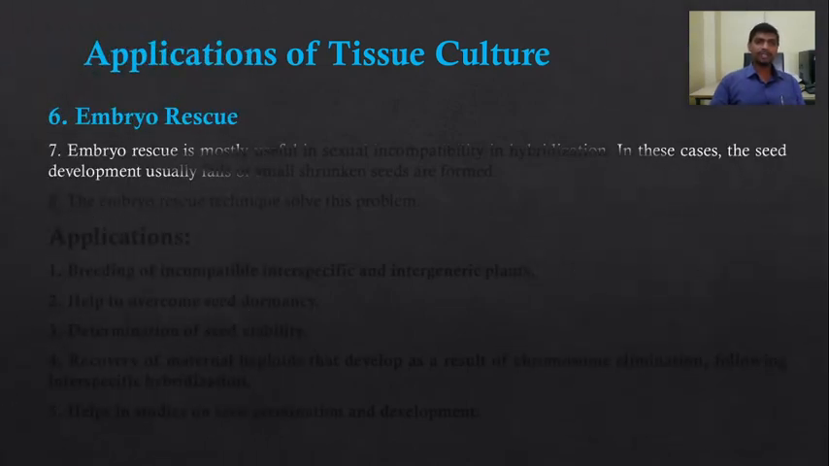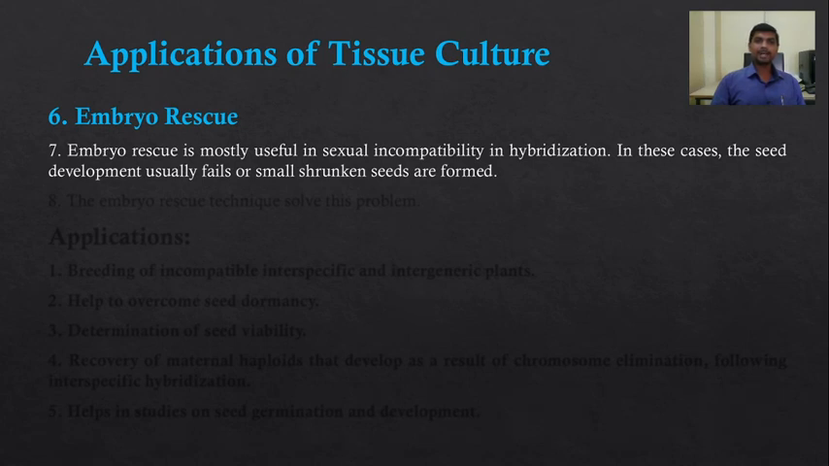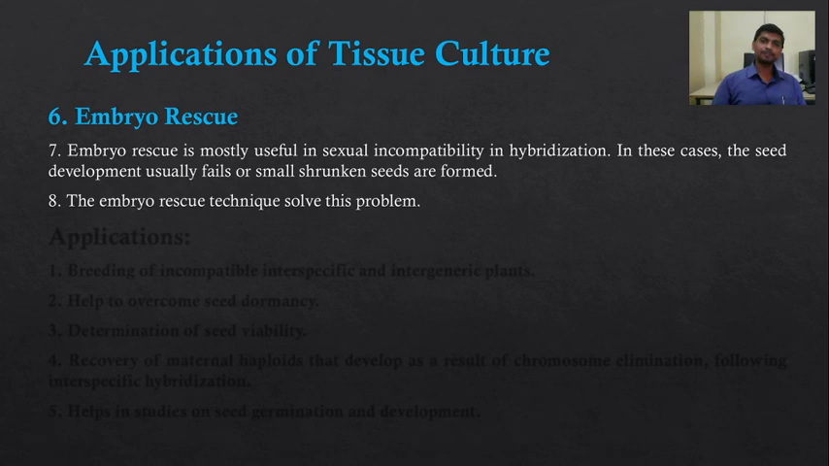Embryo rescue is mostly useful in sexual incompatibility in hybridization. Sexual incompatibility is a phenomenon where the pollen is not able to germinate on the stigma or effect fertilization. This is called sexual incompatibility. Mostly it is self incompatibility where the pollen are not able to effect fertilization. In these cases, seed development usually fails or small shrunken seeds are formed. The embryo rescue technique solves this problem of sexual incompatibility.